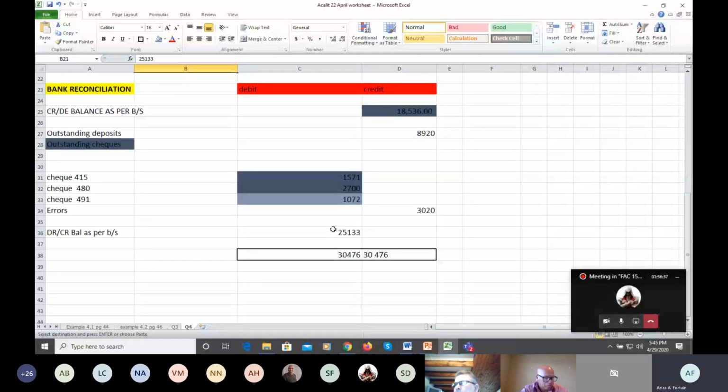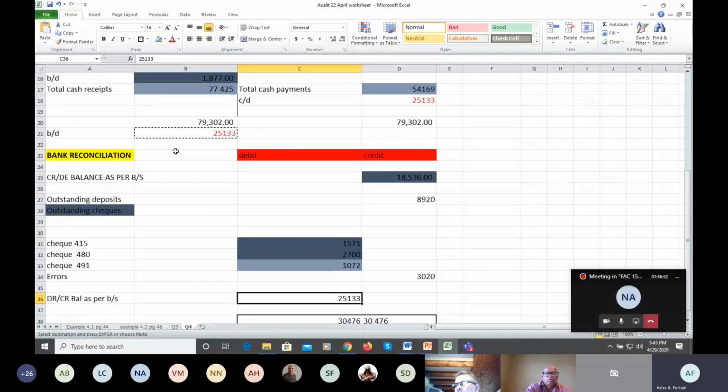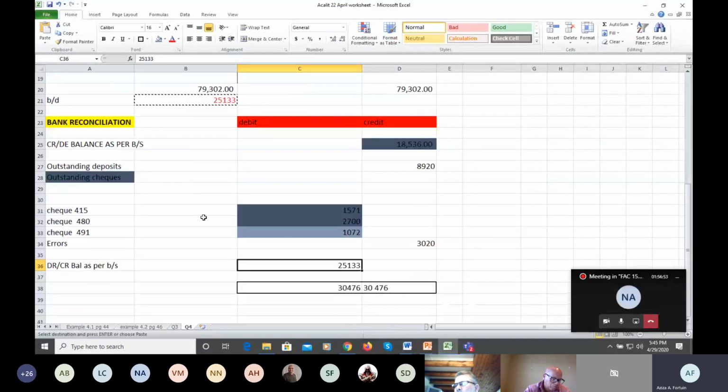So now I'm going to close off my bank recon, and that is my debit balance as per my bank account. Now I tally it up: 1571, 2700, 1072, and 2533 gives me 3476. Then 18536, 8920, and 3020 gives me 3476. Can you see it's balancing?